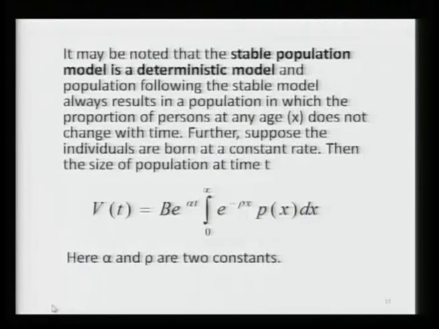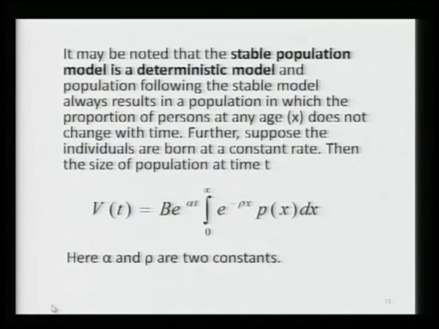It is an assumption. It may be noted that a stable population model is a deterministic model. We are not talking of probabilities. We are talking of a fixed relationship, and population following the stable model always results in a population in which the proportion of persons at any age x does not change with time.